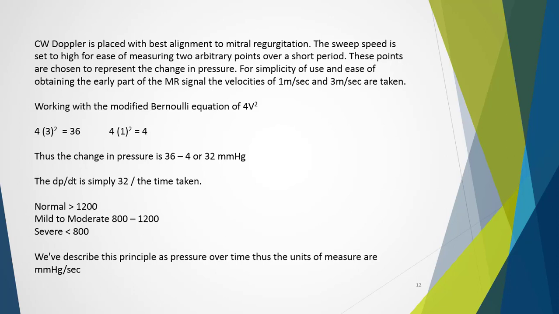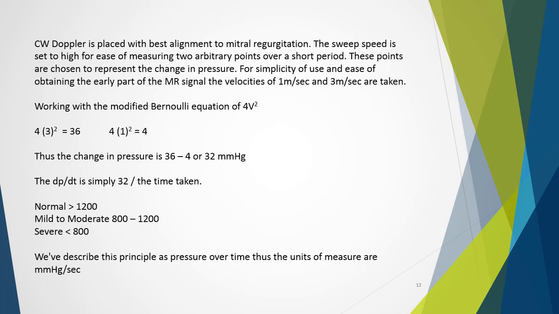So continuous Doppler is placed with the best alignment to mitral regurgitation. Typically, this is applied to the apical four-chamber view, but we may need to reposition our probe to get alignment if the jet is eccentric. The sweep speed is specifically high because we're measuring a change over a short period, and so the more we can draw out our sweep speed, the easier it is to measure these points.